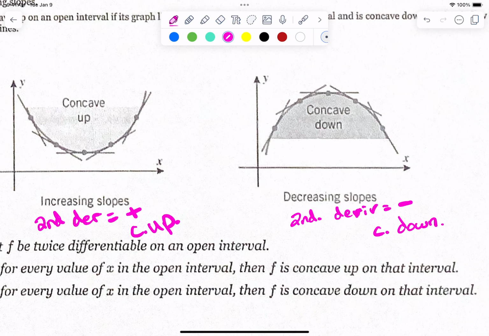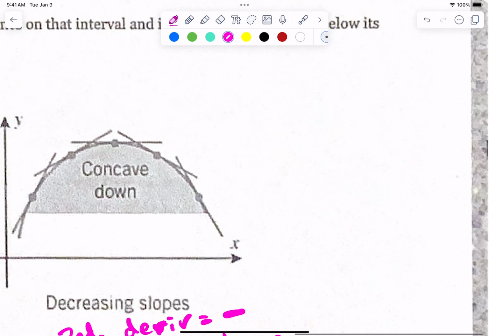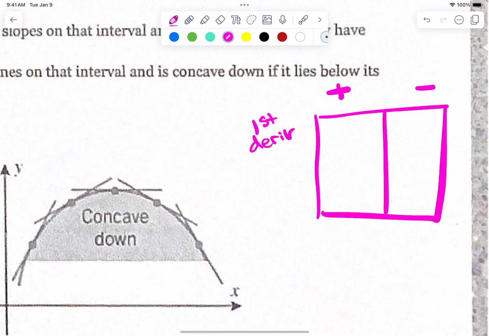I thought you said that if the first derivative was positive, then it was concave down. So here's how this works. First derivative, if you want a little flow chart: first derivative, let's do positive and negative. This is my two-way frequency table. My second derivative.